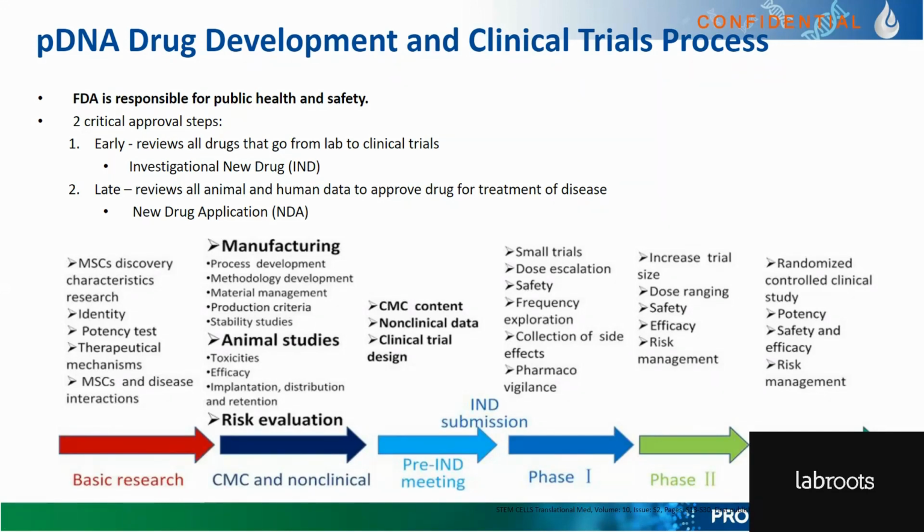of disease. So over here, for the pDNA drug development, the roadmap typically starts with basic research, followed by CMC, chemistry, manufacturing and controls, and non-clinical testing. After that, the IND submission is made, and 3 phases of study are conducted, including phase 1 for safety evaluation, phase 2 for dose efficacy assessment, and phase 3 for efficacy comparison to the current therapy.